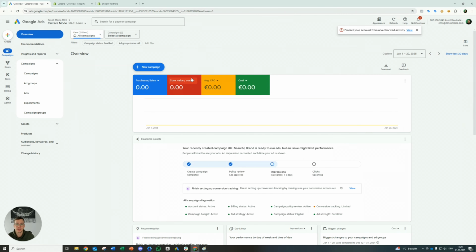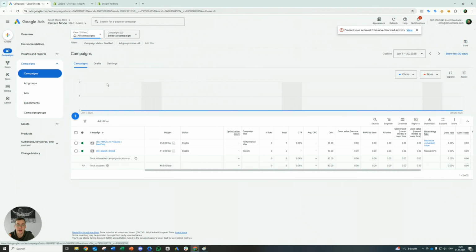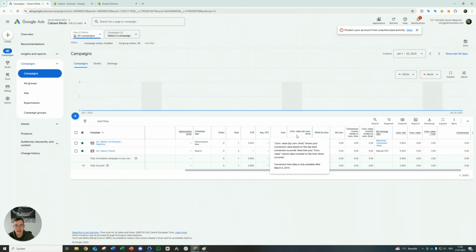Sales, cost, and then conversion value divided by cost is the ROAS. I like to use a custom metric for that, which I made for the agency, so you don't have that in your account, but you can do that as well. For the actual revenue, I like to use conversion value per time, and here's the definition. Please check it out. Conversion value by conversion time shows your conversion value based on the day each conversion occurred. Note that the standard conversion value column data is based on the time clicks occurred.